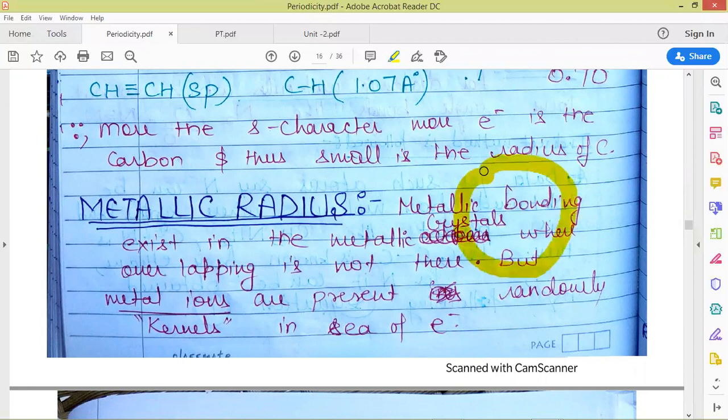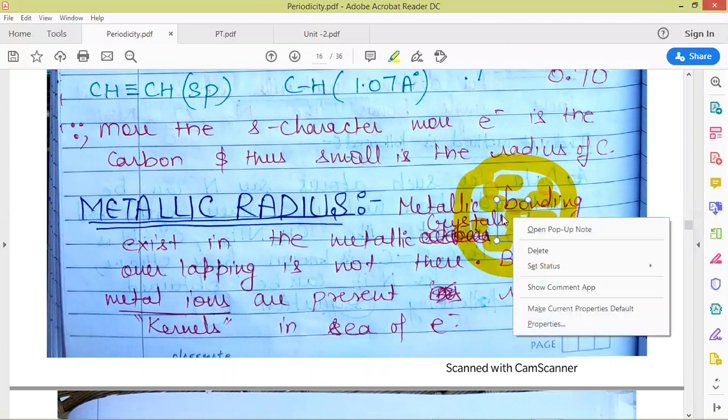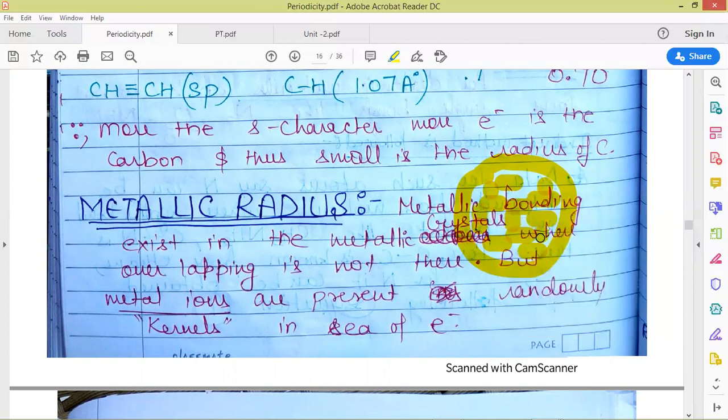Say this is the sea which is filled with electrons, and electrons are present all over the sea. This whole thing is filled with electrons, and metal cations are present randomly in between the electrons, represented as small spheres. So here metal cations are surrounded by electrons from all sides.